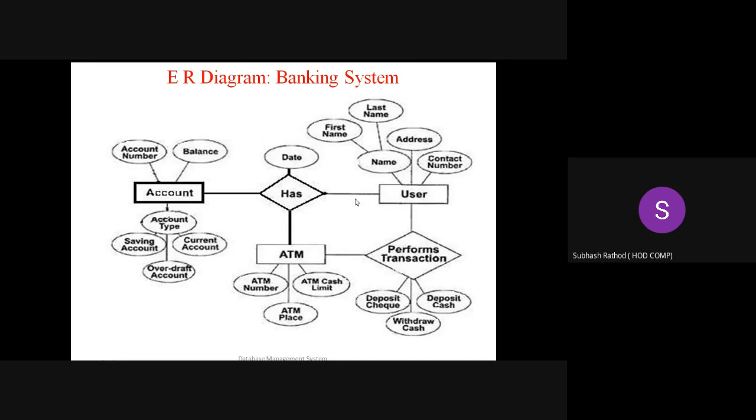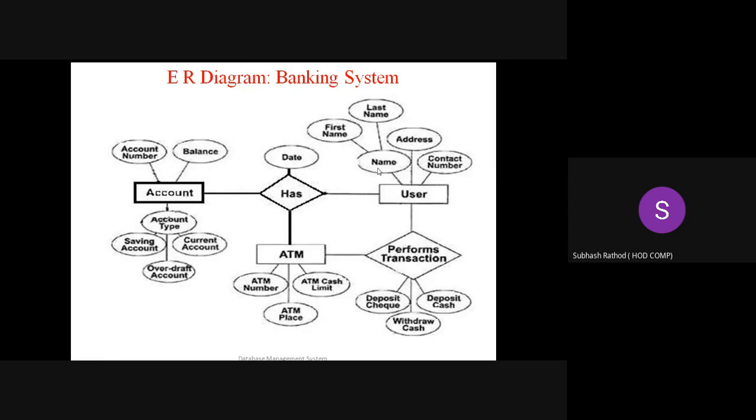So user having the attributes like first name, last name, address, name, contact number. You can also add more attributes. And you can underline the key attribute from this ER diagram. You can also add the email ID. So you have to think from every angle, in every way, how you complete the ER diagram in a better way.